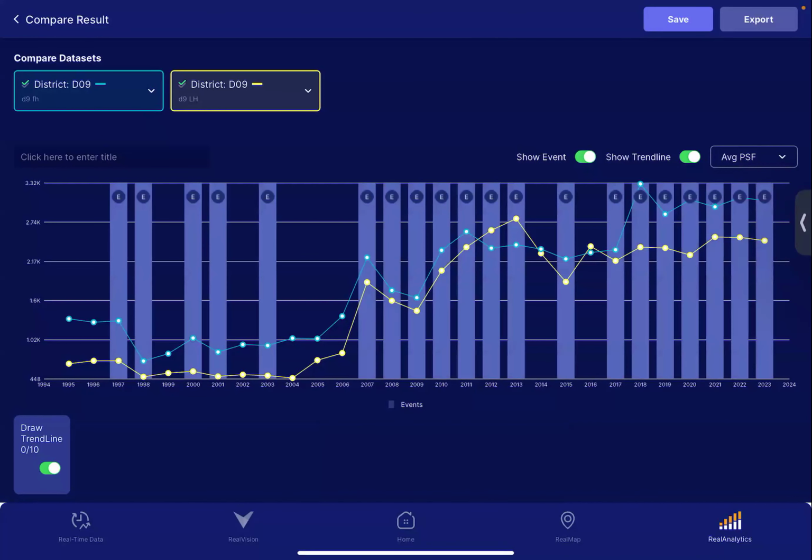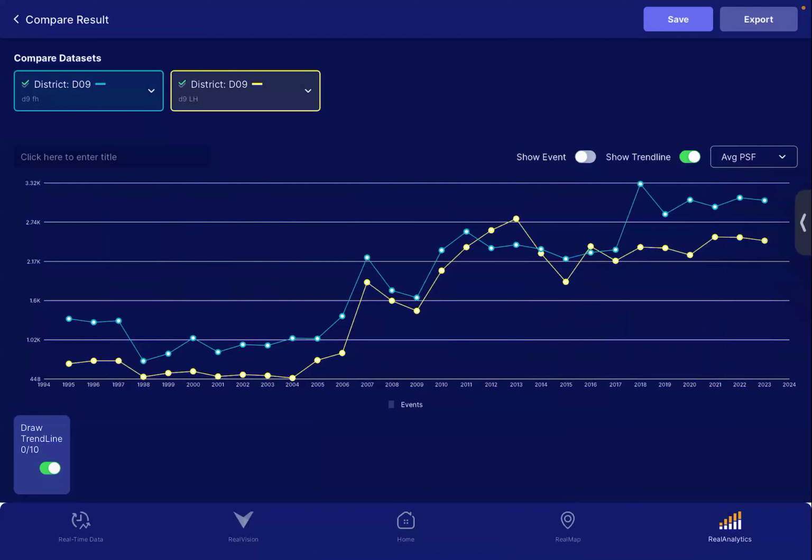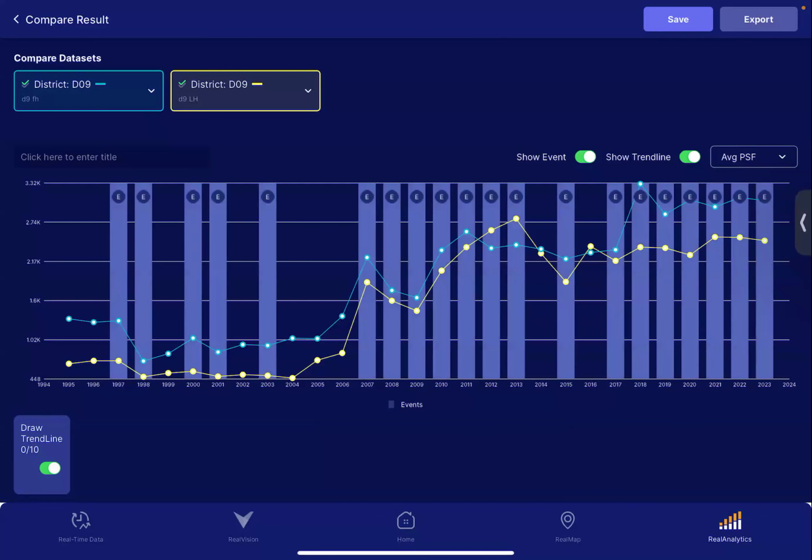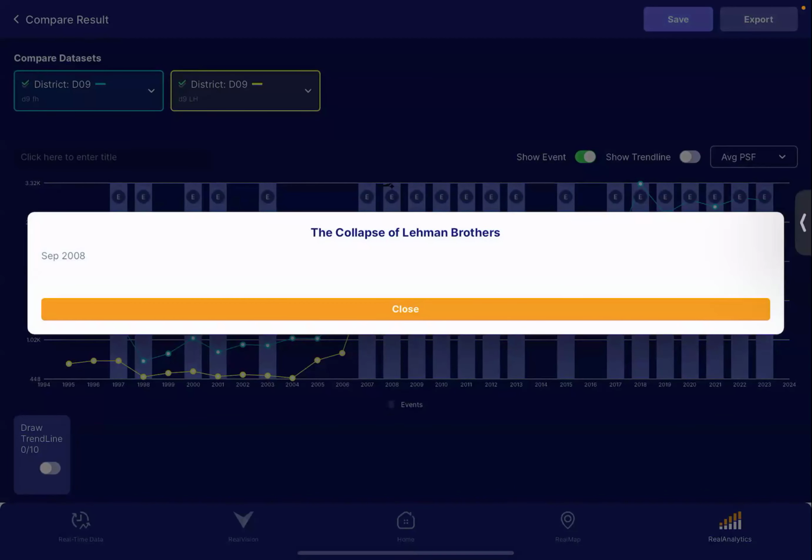So you can show events. Click on show events. Basically, you can click in and see what happened. Let's say, wait, why I cannot click in? Okay, so you can click in.